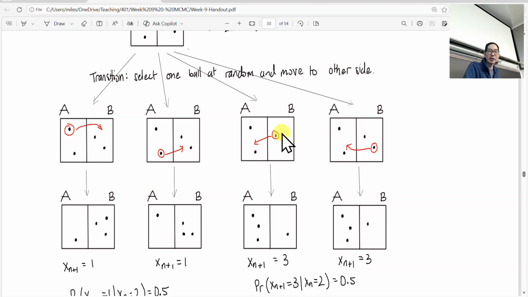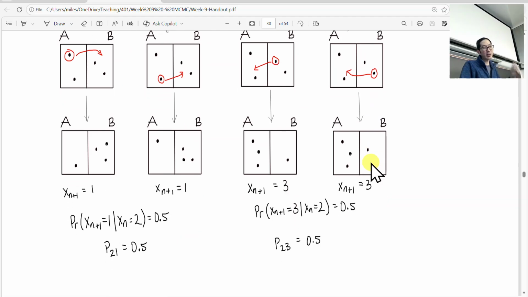But if I select this molecule, then it goes over into this side, and I will end up with 3 in A. And if I select this one, it will end up over here, and I will end up with 3 over here. And that's all of the possibilities that could happen, right? Because there's only 4 molecules or 4 balls, and so we have to pick one of them at random, all with equal probability. And so where do we end up?